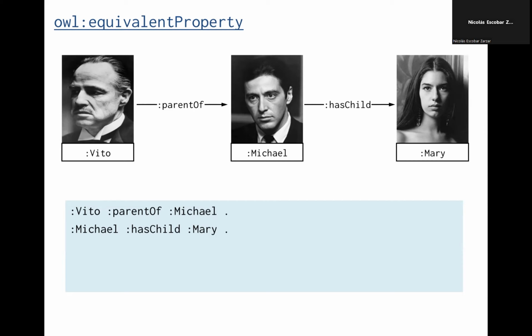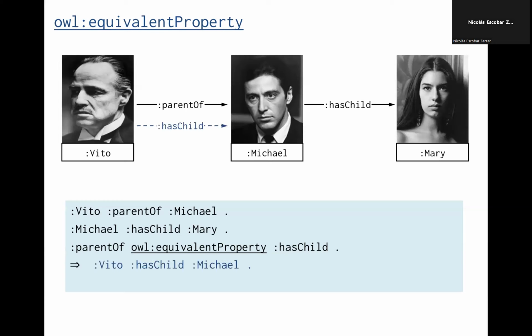Yeah, they're interchangeable. So if we have Vito parent of Michael, Michael has child Mary, and then we say parent of is equivalent property to has child, which kind of sounds strange, but if we think about it, they're the same. Parent of, has child. They're more or less aliases. There are two names for the same thing. So what could we infer from this? We can infer Vito has child Michael. And what could we infer about Michael? Parent of Mary. Yep. So we can infer here that Vito has child Michael and Michael parent of Mary.